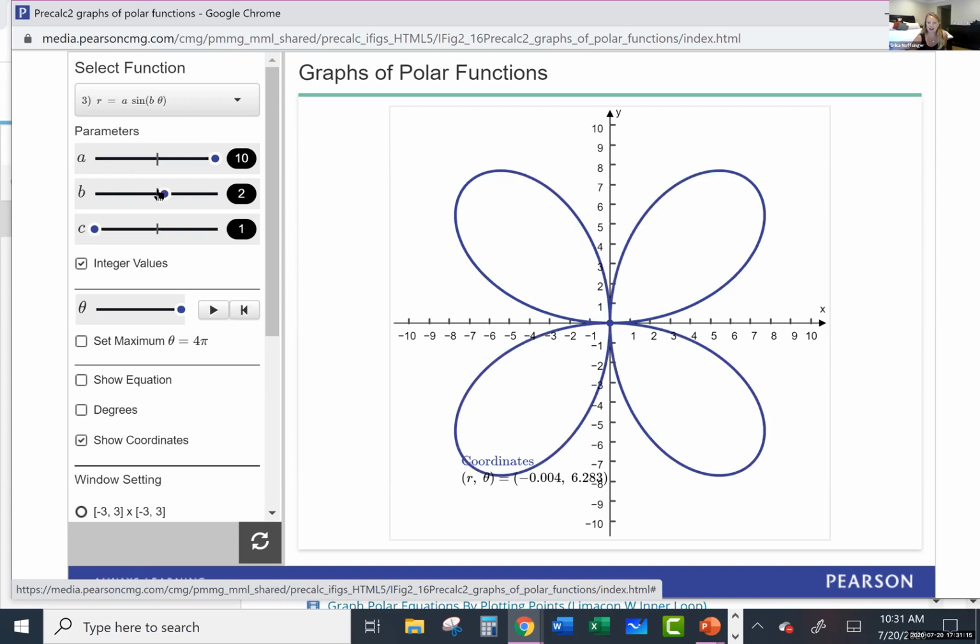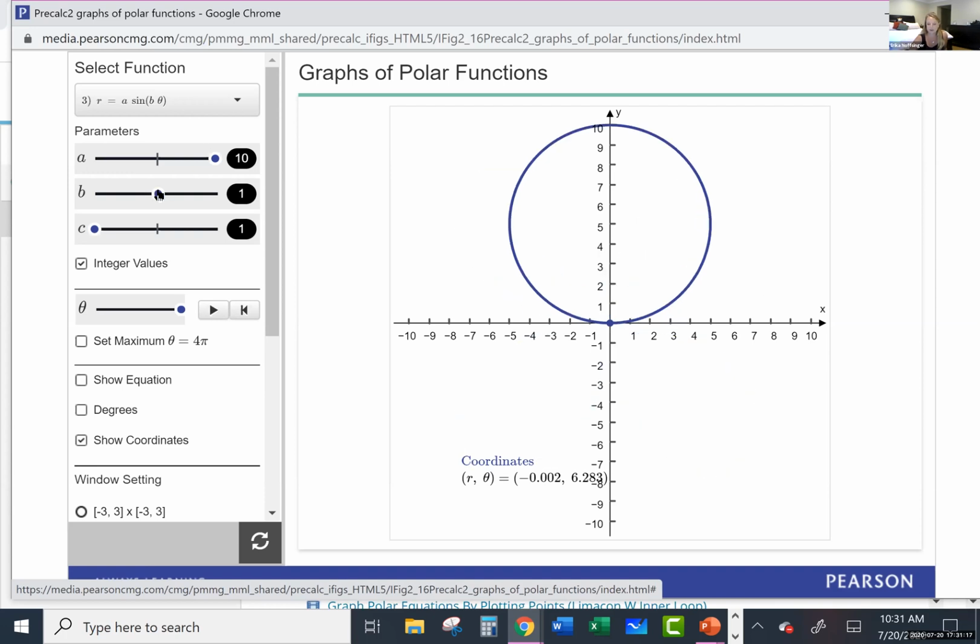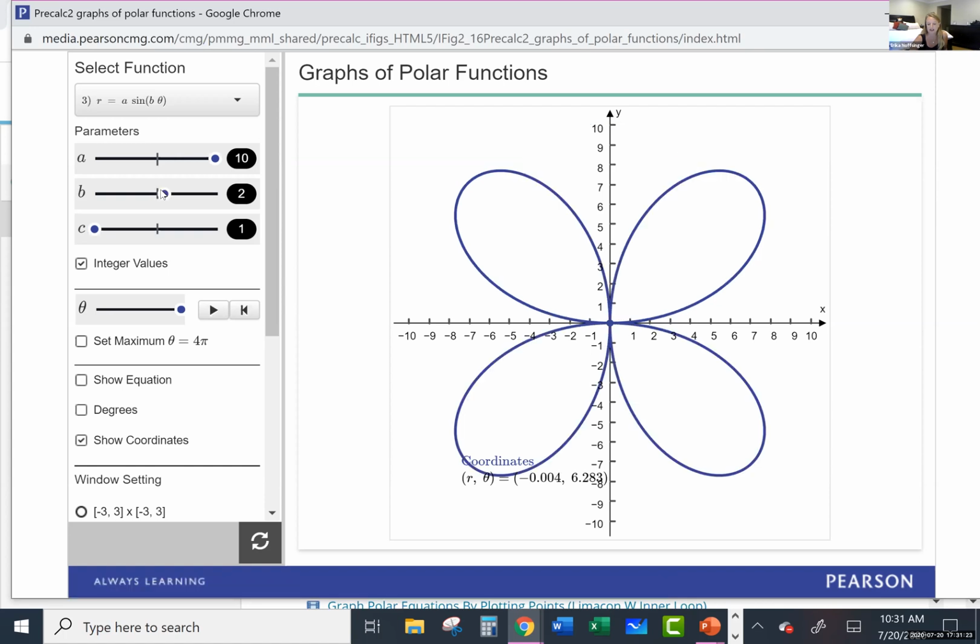So when it was odd, I noticed that you have the same number of petals. So when B is 1, I have 1 petal. When B was 2, this is the multiple. If B is even, then it looked like I always had double that. So here it was 2, so I had 4. And it has to do with symmetry.